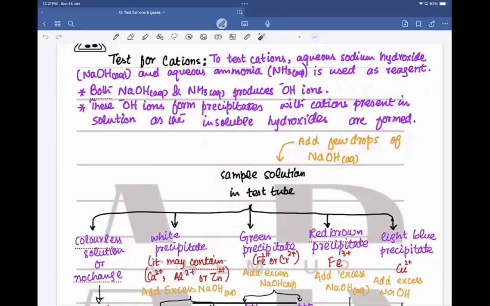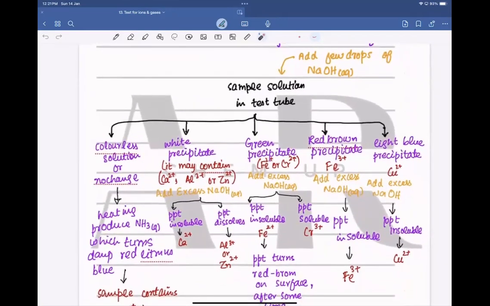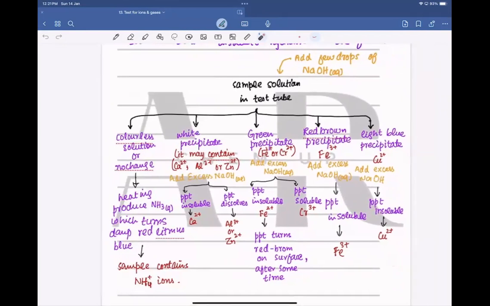For example, first tell me if you are done till here. Done, sir. Okay, now it depends. If on adding sodium hydroxide we observe no change in the solution, then what are we going to do next? We are going to heat it, and on heating, ammonia gas will be produced, and we can check it by keeping damp red litmus paper. Damp means a moistened or wet litmus paper. If the gas is released, it comes in contact with that litmus paper and turns it blue. If this all happens, then we can conclude that the sample solution contains ammonium ion in it. Is this understandable? Yes.